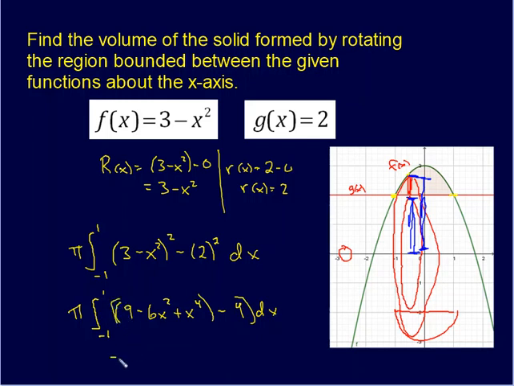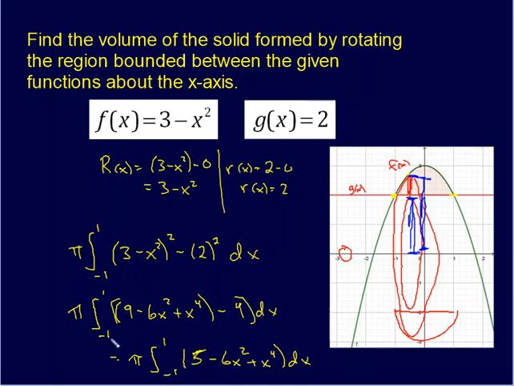So ultimately, if you needed to solve this one without a calculator, here's how I would probably write it at the end here. 9 minus 4 could be changed to a 5, and then minus 6x squared plus x to the 4th. And this would be the final setup. You could now take the antiderivative of this, plug in the -1s and the 1s, and you could get your volume.